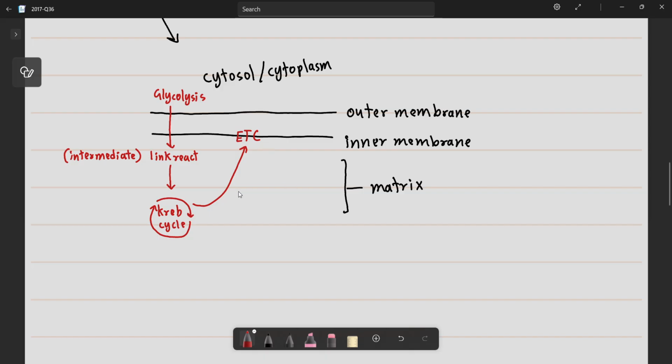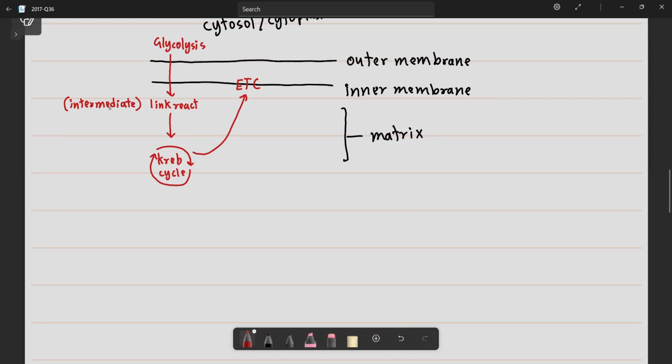Okay, so this is intermediate because the ETC uses oxygen. So we know glycolysis is anaerobic respiration itself. But if there is oxygen present, the link reaction then proceeds. Okay, so although this reaction does not directly use oxygen in its reaction, it is an indirect process of oxygen, and that's why it's known as intermediate.